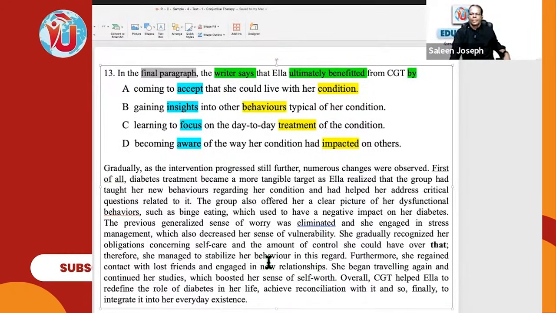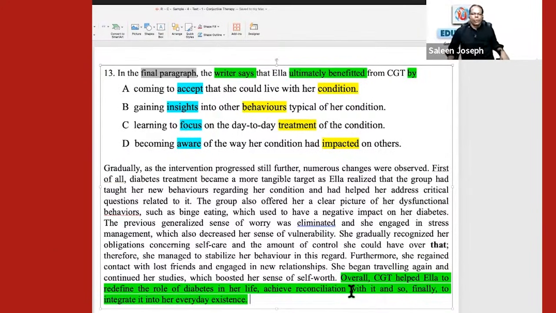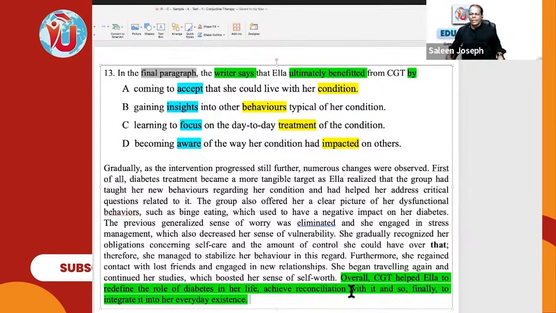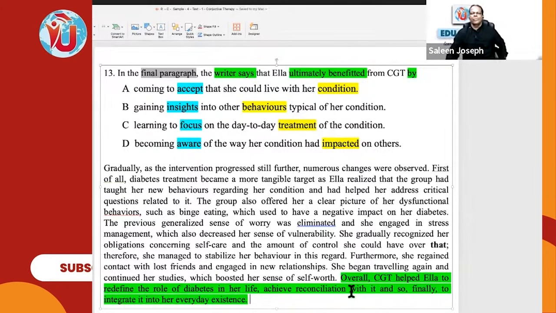Where is the answer in the passage? Last. Finally. Overall. These are known as conclusion-based questions. Ultimately, what she did, overall conclusion says, means from all the above, overall, CGT helped Ella to redefine the role of diabetes in her life, achieve reconciliation with it, and so finally to integrate it into her everyday existence. Means coming to accept that she could live with her condition.